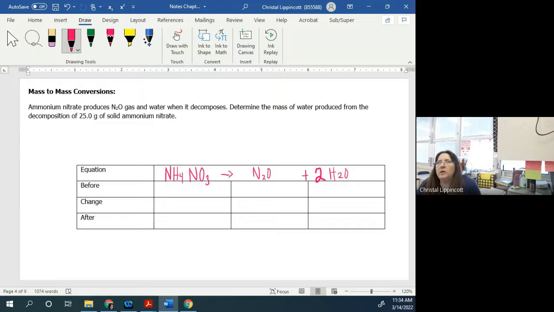Last week I walked around and a lot of you weren't writing these down, weren't balancing these right. So make sure you get that written down.